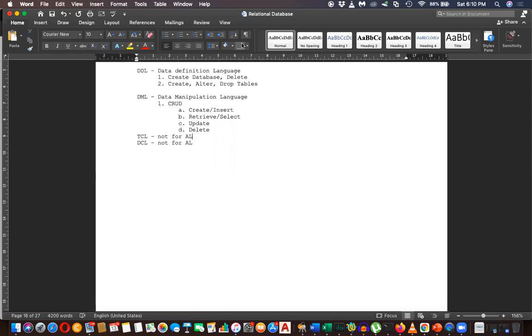But in TCL, the transaction controlling part is there.